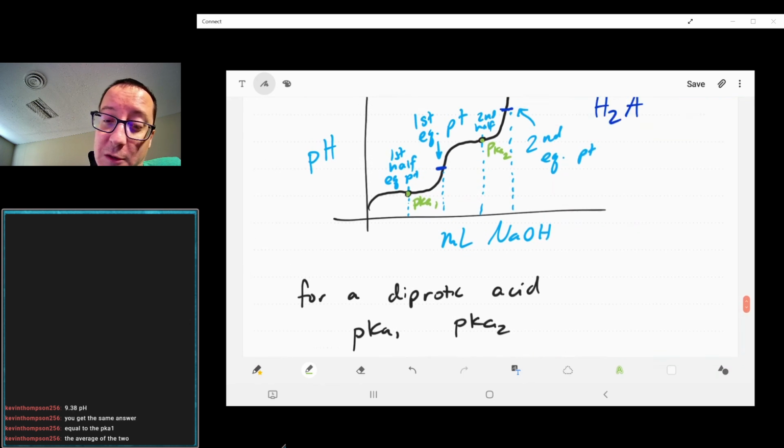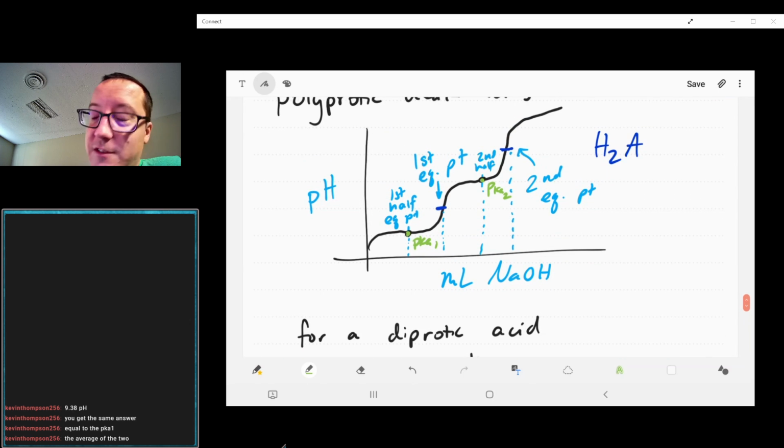Of course we could just calculate this all, do all these ICE tables and all this fun stuff, or we could just use these easy shortcuts. Either way, we can have either thing happening here.